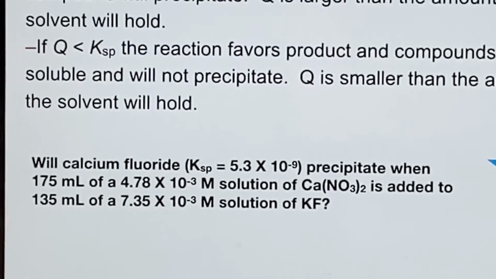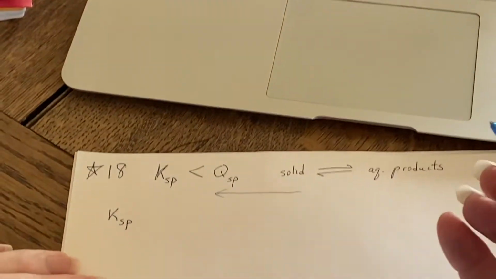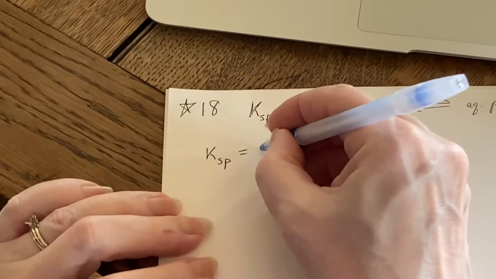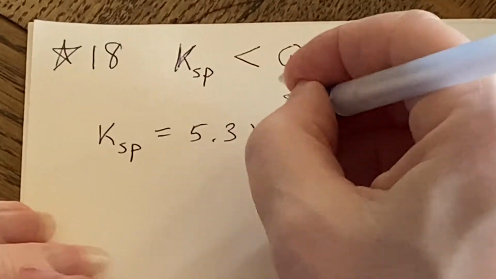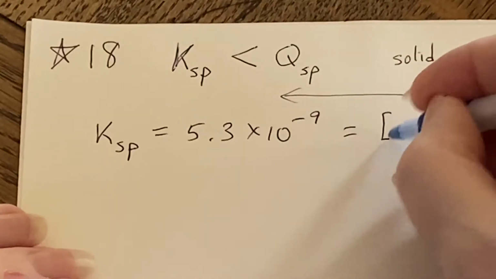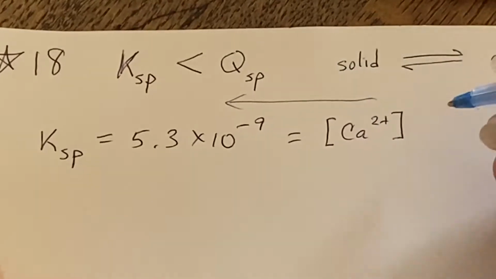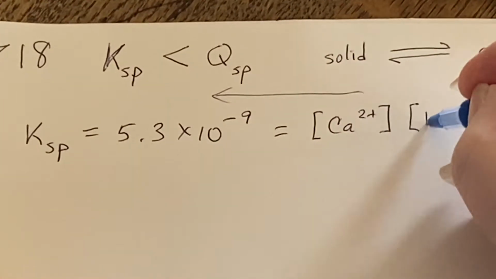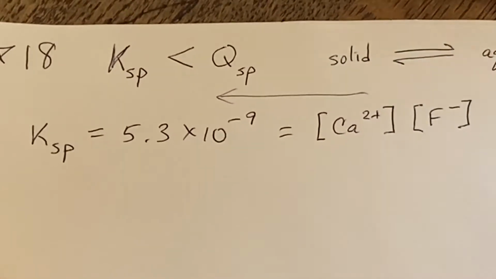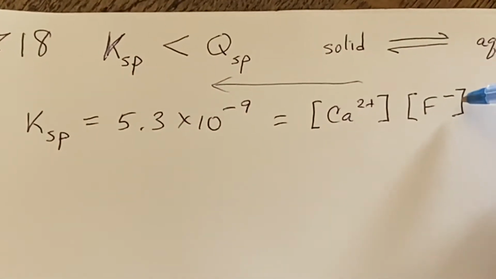Well, first I should write down what the Ksp for this actually means. There's the number that they've given us. And how is it formed? Well, it's the calcium ion concentration multiplied by the fluoride ion concentration. And you can see we're taking it easy this first time. Wait, is it just that?